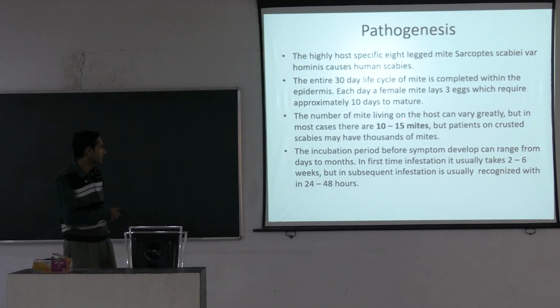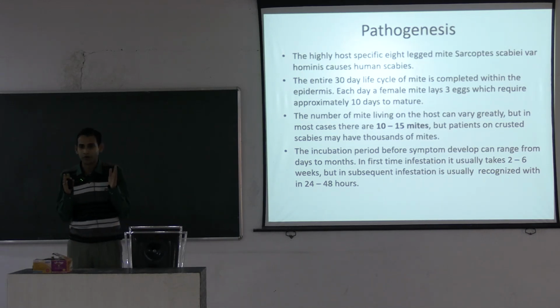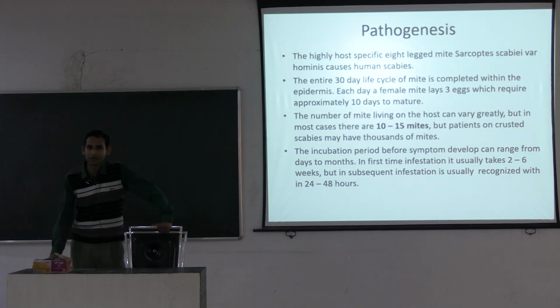The number of mites living in the host can vary greatly, but in most cases there are 10 to 12 or 10 to 15 mites. In most cases of normal scabies, there are 10 to 15 mites, which is the most important thing. But a patient with crusted scabies may have thousands of mites. I will come to crusted scabies later, but in most cases the number of mites is usually few, 10 to 12 or 10 to 15.